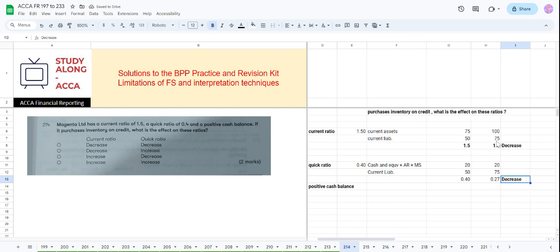Hope that makes sense. If there is an increase in the current liability and our numerator doesn't change, cash equivalent, AR, or marketable securities, this quick ratio will also decrease. So the answer will be the first one, decrease and decrease.